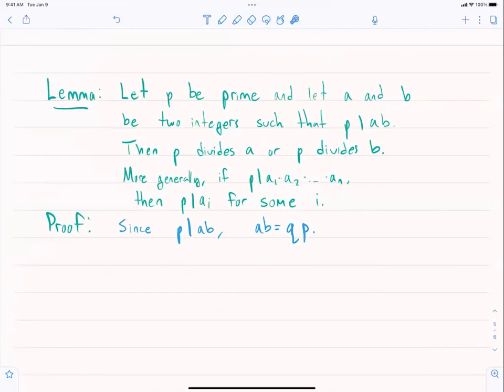So this is true for prime numbers. It's not true for arbitrary integers. Of course, 12 divides 3 times 4, since 12 is equal to 3 times 4, but 12 does not divide 3 and 12 does not divide 4. But if you're a prime number, then this is true. If you divide the product, you have to divide one of the terms.